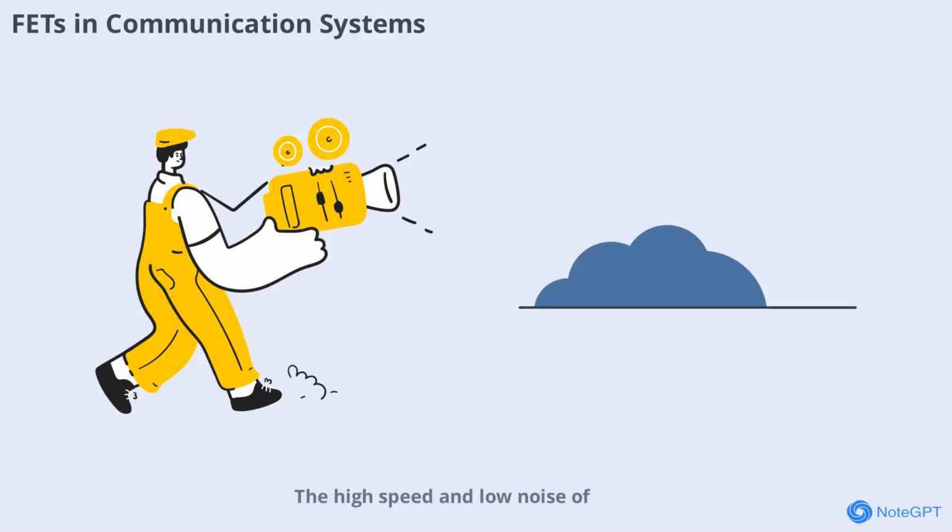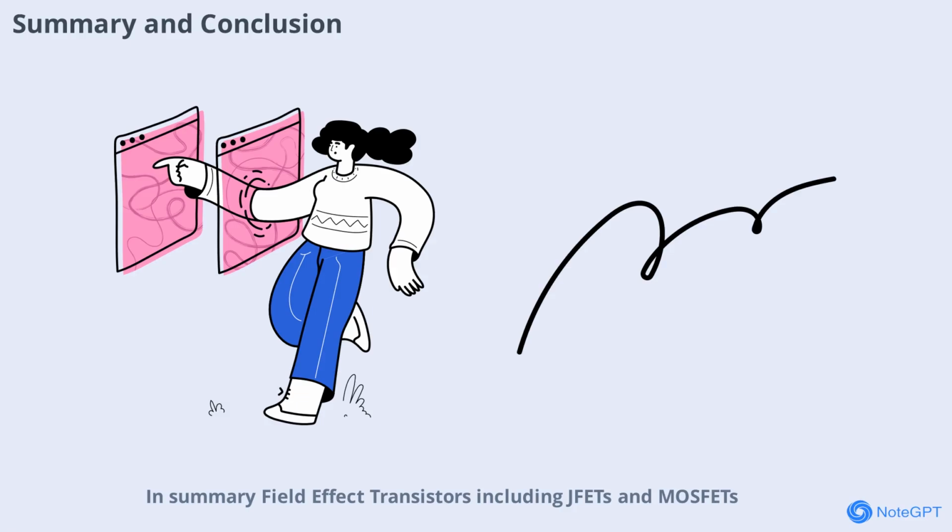The high speed and low noise of FETs ensure clear and reliable transmission of information, making them indispensable in modern communication technology. Summary: field effect transistors, including JFETs and MOSFETs, are vital components in modern electronics.